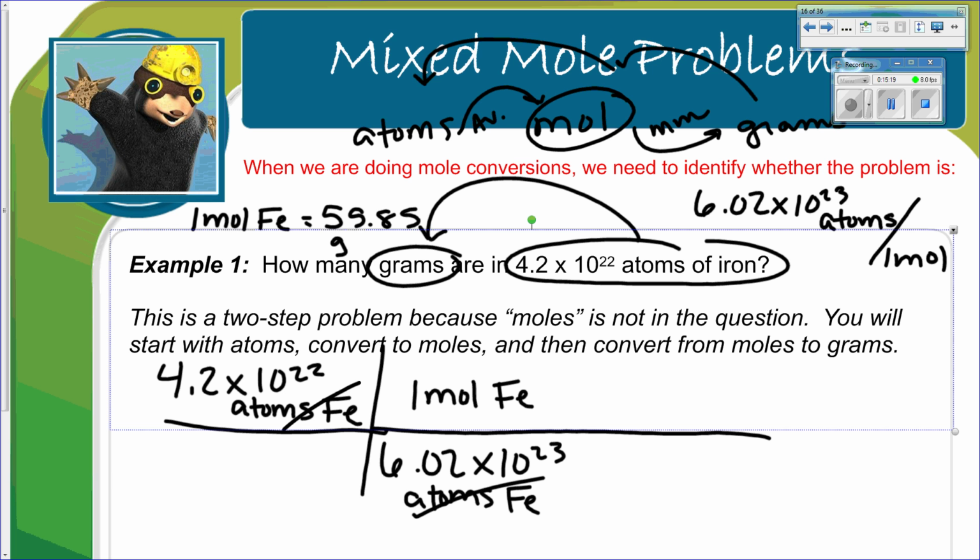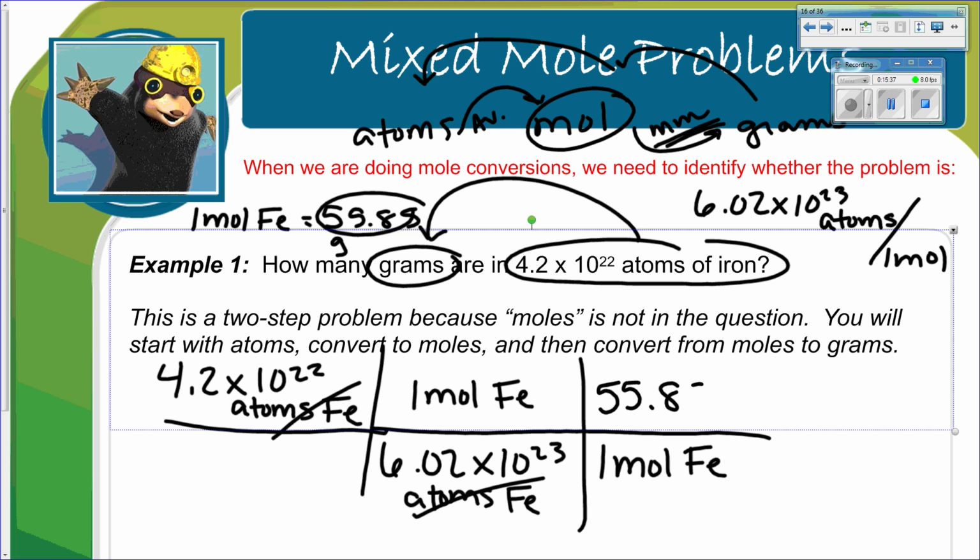So now we're at moles, now we're at that middleman, and now we can take that and go from atoms, where we came from, to grams using our molar mass. We looked on the periodic table, we said it was 55.85, so one mole of iron is 55.85 grams of iron. Remember, cross off my units. This is where dimensional analysis skills from the beginning of the year come in handy. Make sure you can cancel your units.